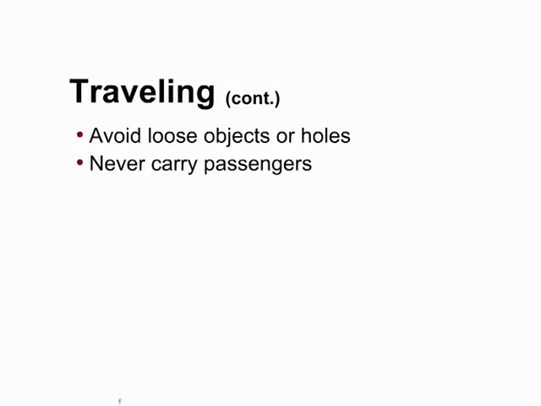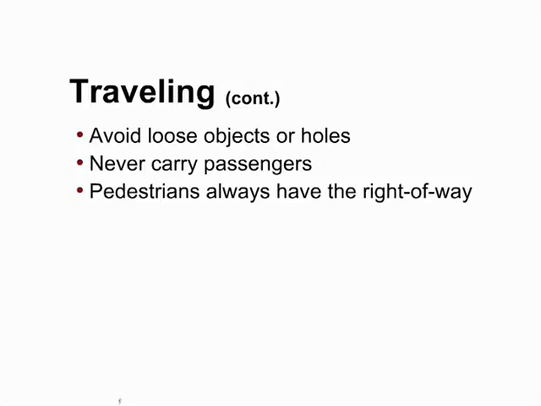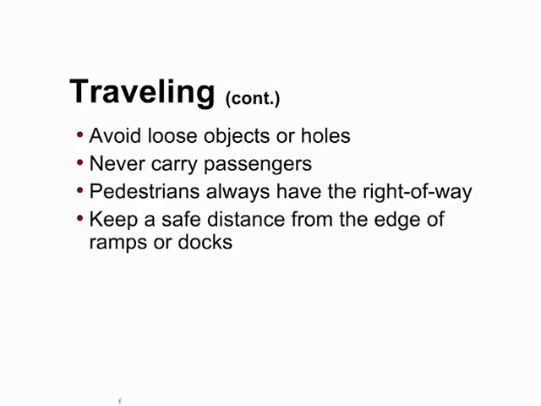Here are more safety rules for traveling in a forklift. Avoid driving over loose objects or holes. Doing this could cause a tip-over. Never carry passengers. They don't have a seat or a seatbelt and could get killed in an accident. Always remember that pedestrians have the right of way. Stay a safe distance from the edges of ramps and loading docks. Don't eat or drink while operating a forklift. These create a distraction that is unsafe. And never engage in horseplay on or around a forklift.